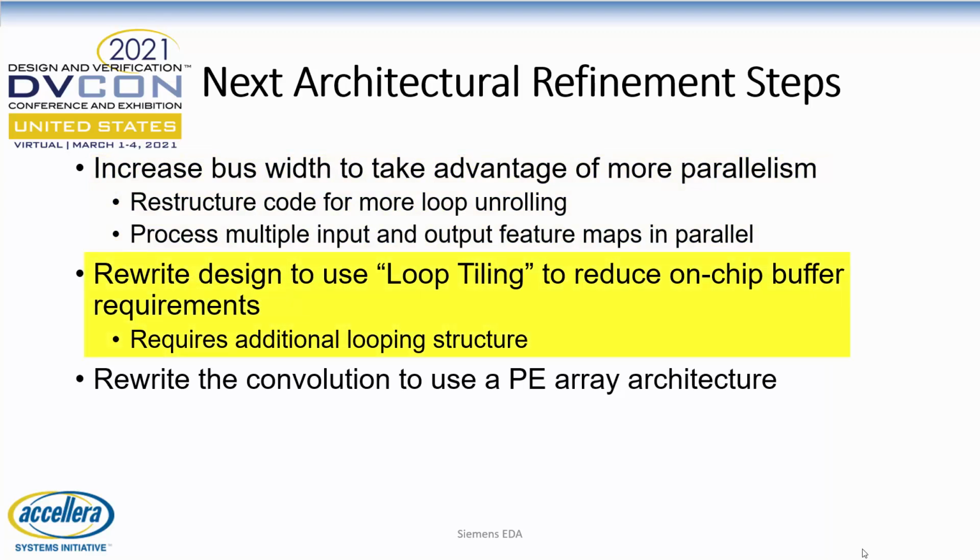The design could also be rewritten to use loop tiling in order to reduce the on-chip buffer requirements. This allows the convolution to be broken up into a number of smaller convolutions in order to reduce the on-chip storage. It does require a change in the code, adding additional looping structures. And then lastly, because the convolution is written as a separate process now, it is very easy to make architectural changes there in order to use something like a PE array architecture to achieve higher performance.